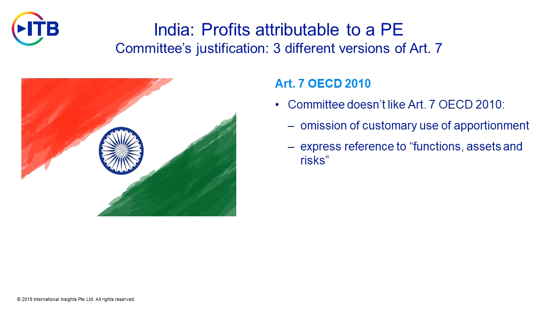It's clear that the committee doesn't like Article 7 OECD 2010. Although they identify some other differences between the three versions of Article 7, it's the omission of the customary use of apportionment and the express reference to functions, assets, and risks which the committee finds objectionable in Article 7 OECD 2010. Let me quote at some length from the report.